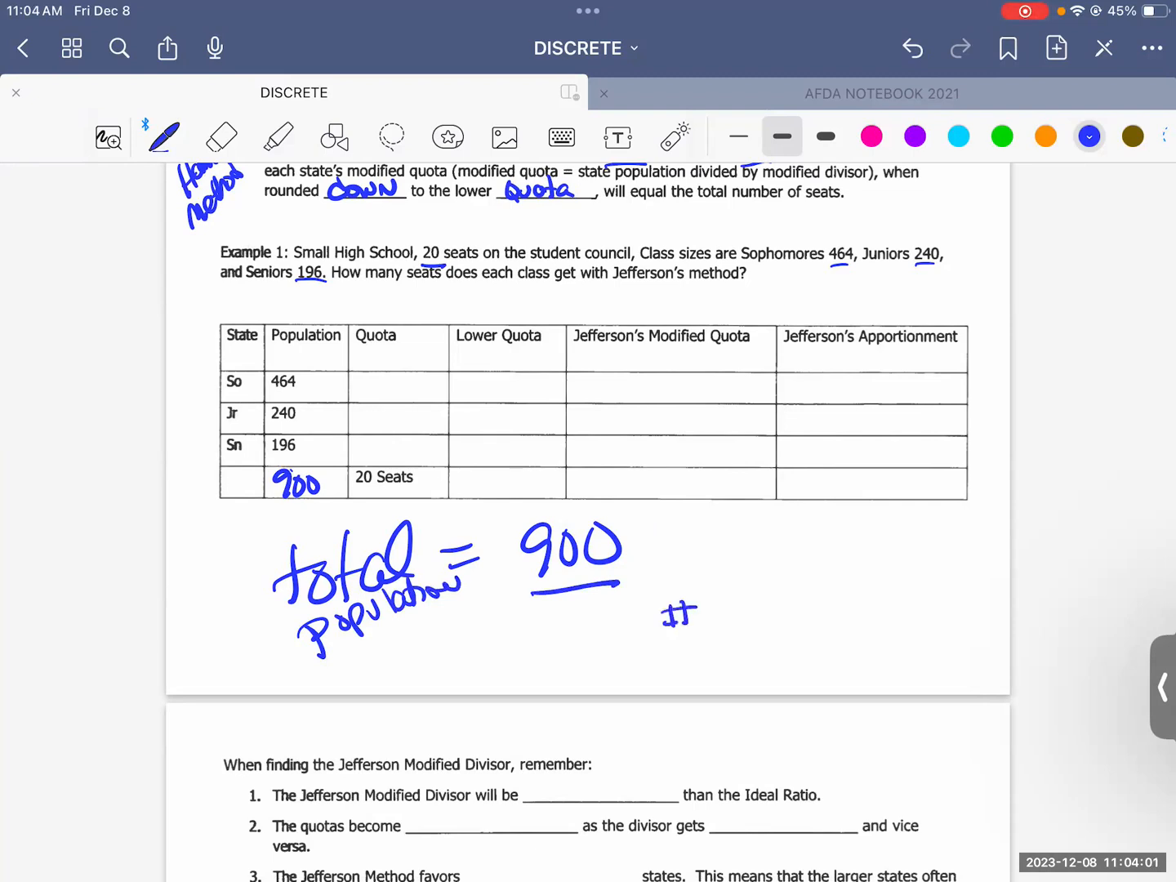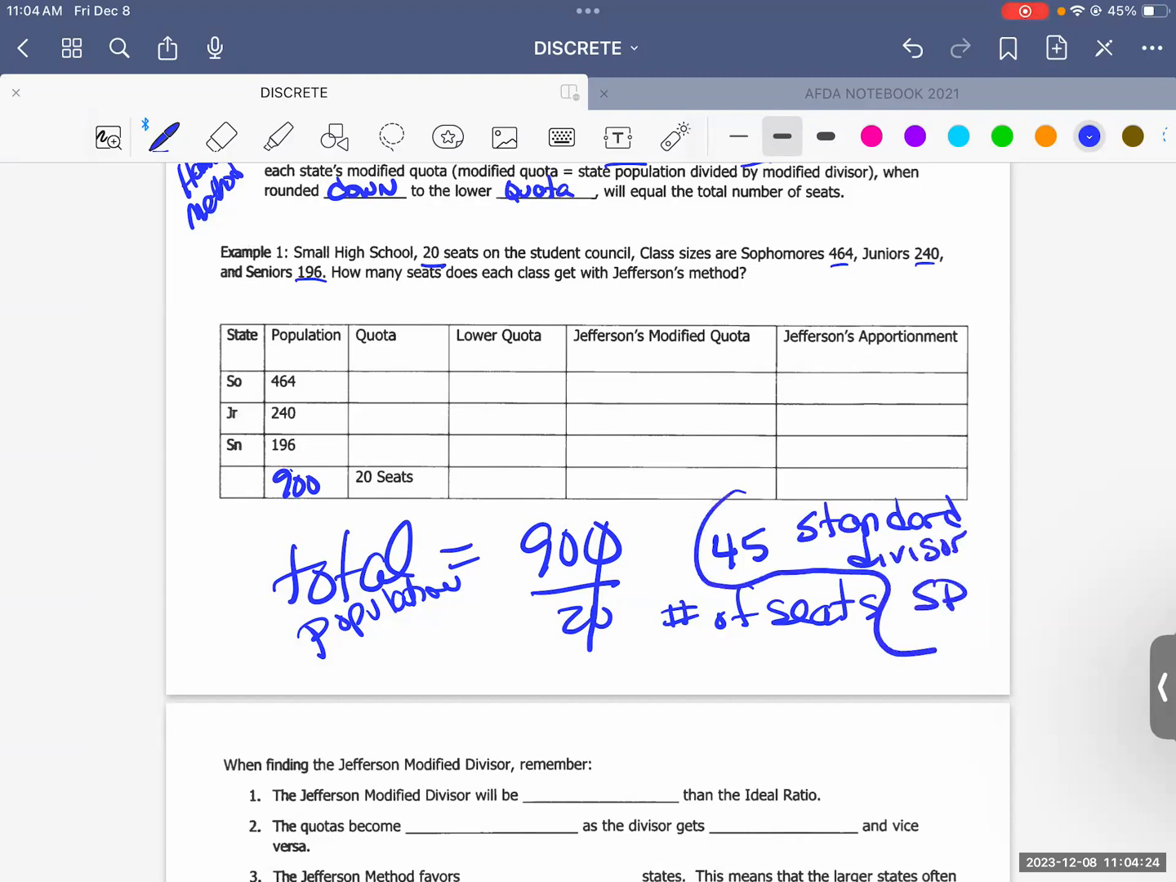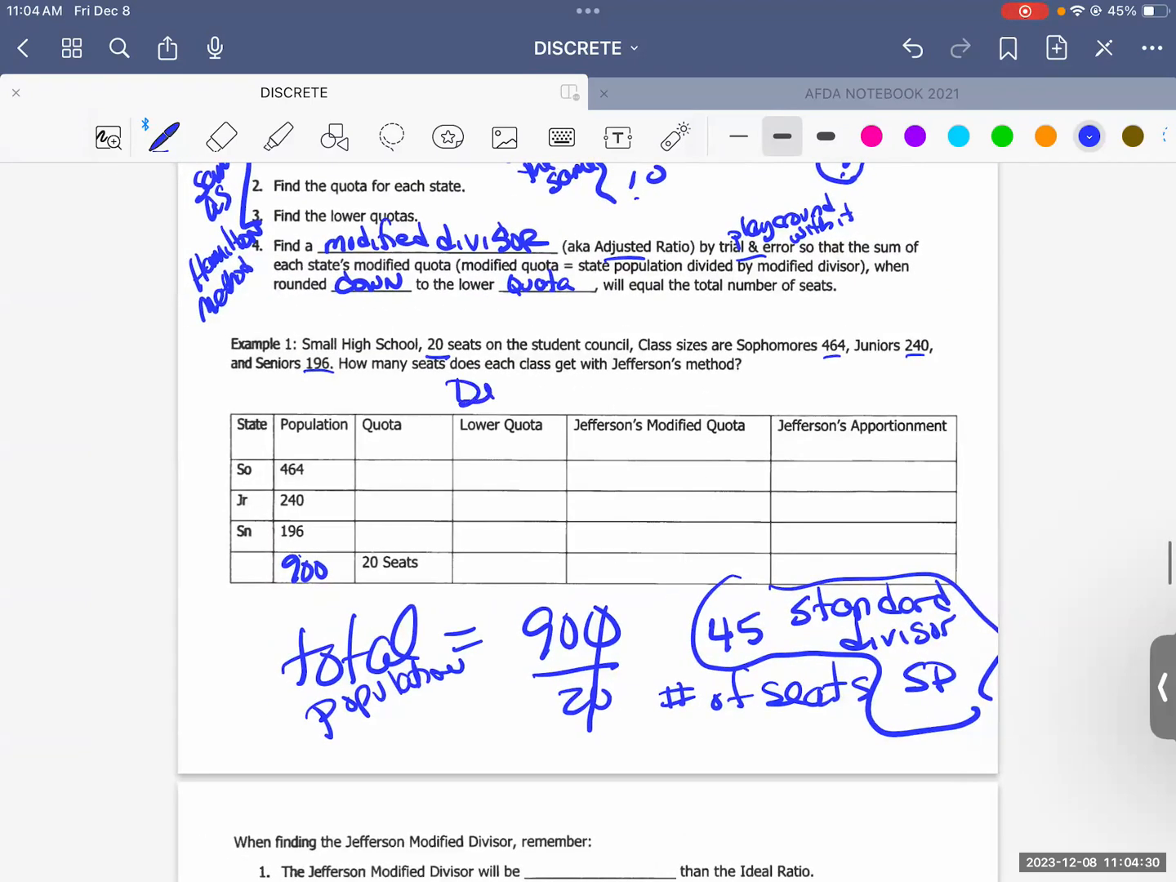divided by the number of seats. Or what are we doing this time? It's still seats on the student council, but divided by the number of seats, 20. So what's that? We can cross the zeros out. What's 90 divided by 2? 45. 45 is called the standard divisor. SD. Yeah, the first 3 steps are the same, but I'm just saying the word so you get it. So what we're going to type on Desmos, we're going to take each one of these and divide them by 45. Okay, and that gives you your quota.